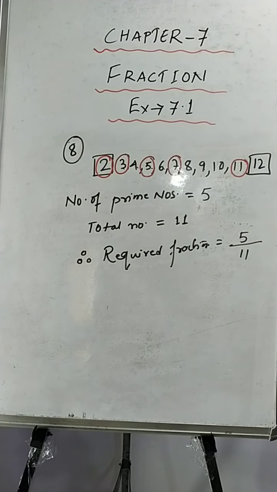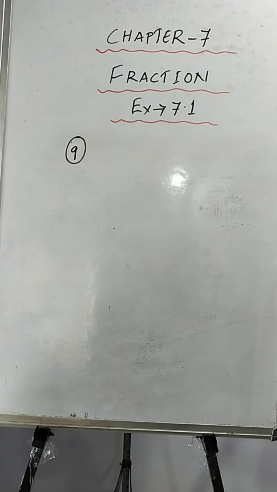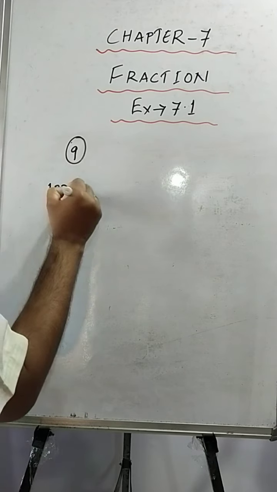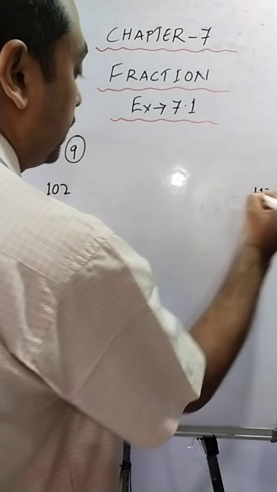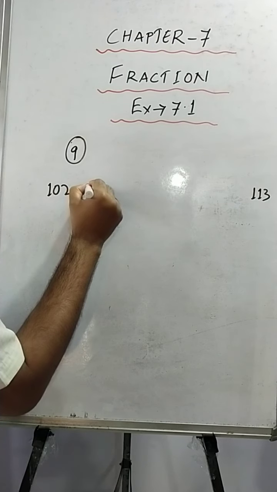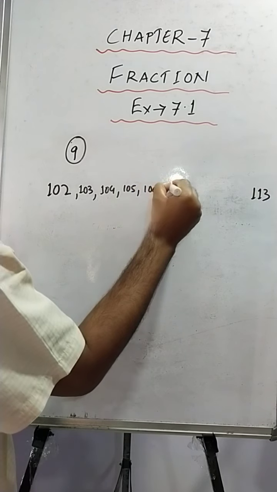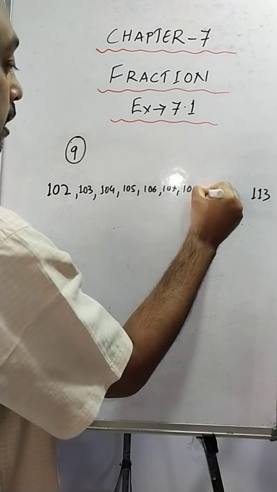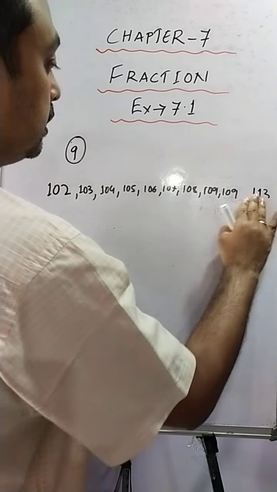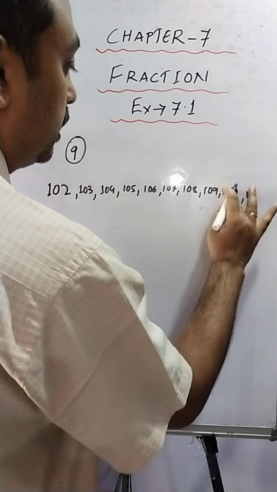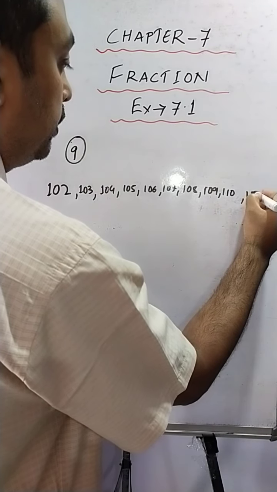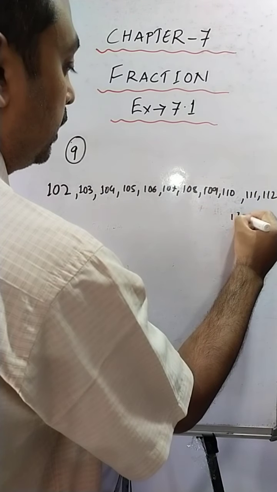Now let's move on to sum number 9. So 9 is very similar to question number 8. That means again you have to write all the natural numbers between 102 and 113. Fine, so you have to write all the natural numbers. So that would be 103, 104, 105, 106, 107, 108, 109, 110, 111, 112, and then 113.